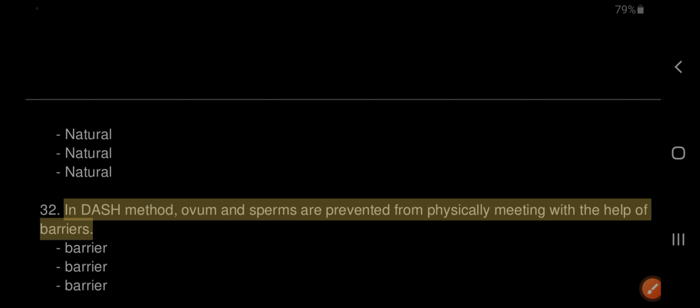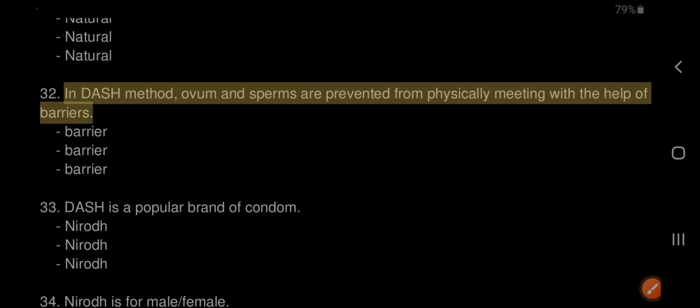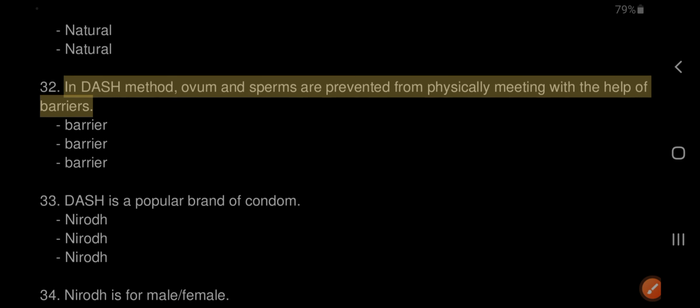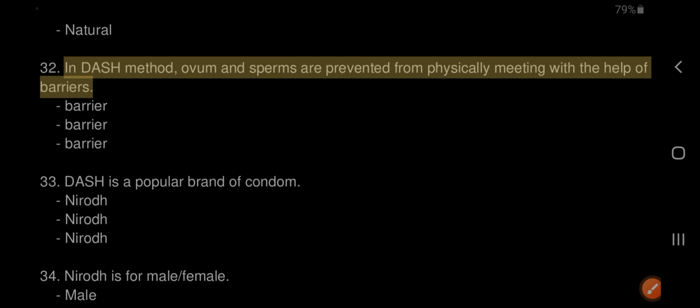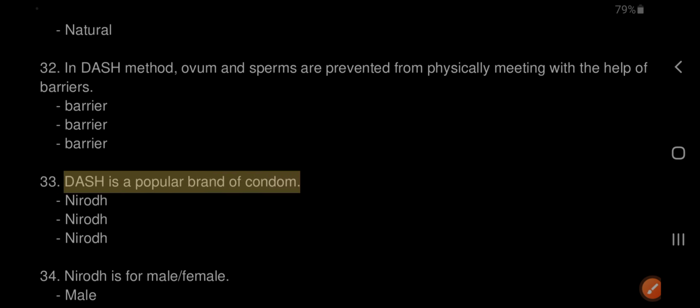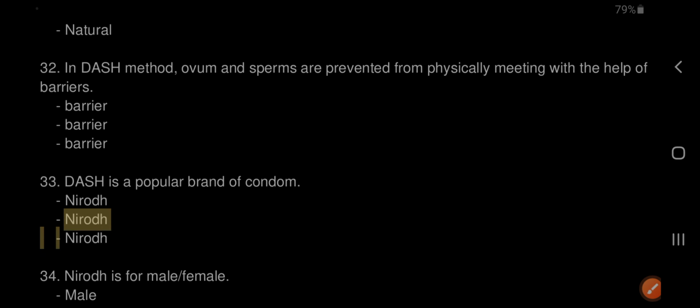32. In the barrier method, ovum and sperms are prevented from physically meeting with the help of barriers. 33. Nirodh is a popular brand of condom. 34. Nirodh is for male.